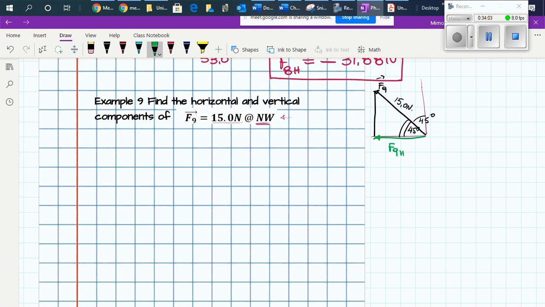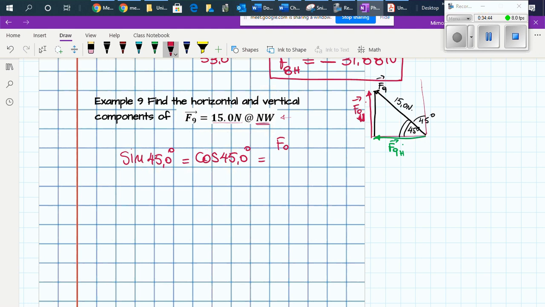So this will be F9 horizontal. And whatever is on the vertical will be the vertical component. And the magnitude of both of them will be the same. So when we are finding sine 45 or cosine 45, they have the same value. And if you have done math, then you should know this. So this is why the magnitude of the two of them will be the same. And when we are finding the one, it doesn't really matter which one.